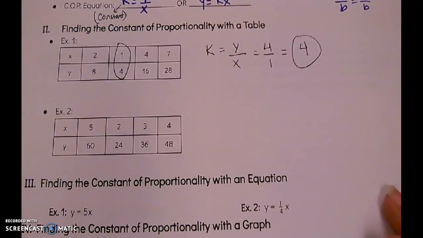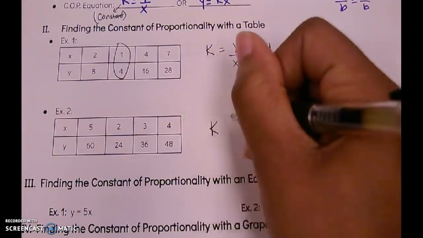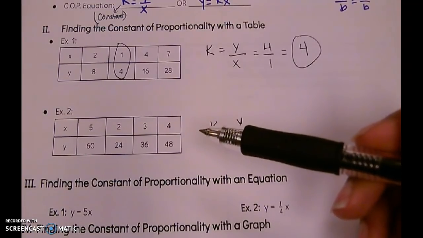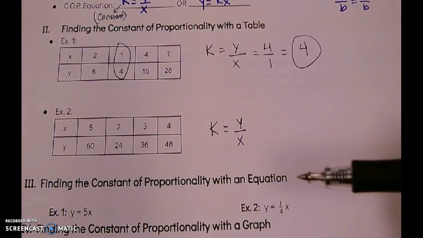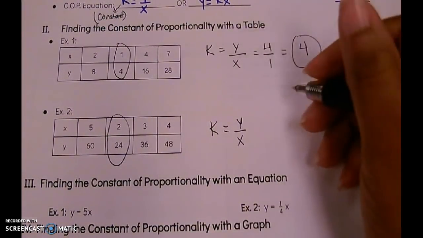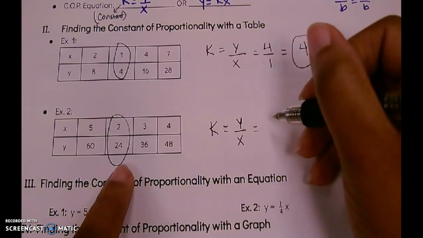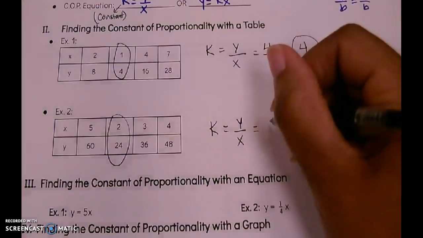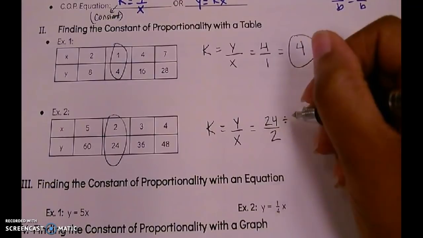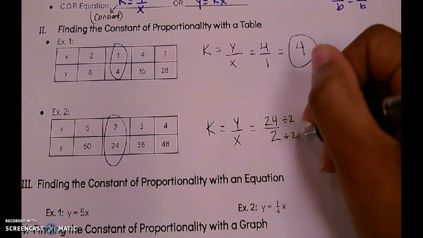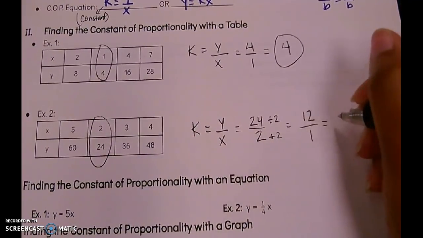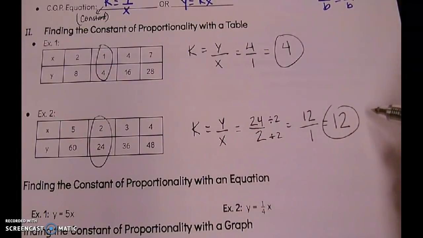Now we can do the same thing down here. I'm going to set up my equation, k equals y over x. I'm going to choose my smallest numbers in this table. My smallest x and y values here are 2 and 24. So remember, it's y over x, so I'm going to write 24 over 2. I know that I can simplify both of these by 2 because that's what my divisibility rule says. When I do that, I end up with 12 over 1, which is the same thing as 12. So my constant of proportionality is 12.